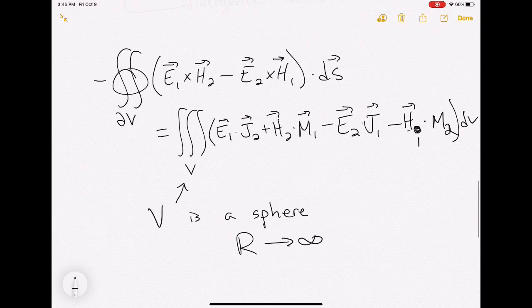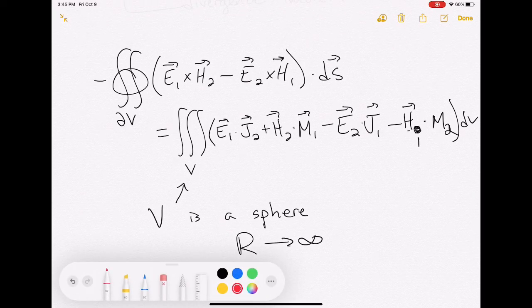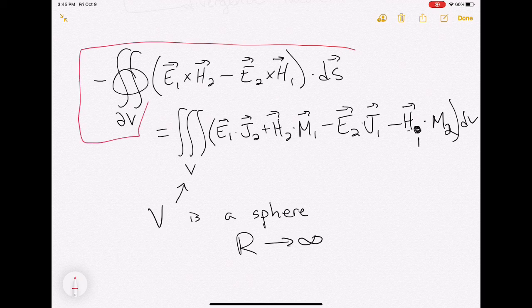In that case, this surface integral here goes to 0 as long as the sources are finite sized, which all sources are.